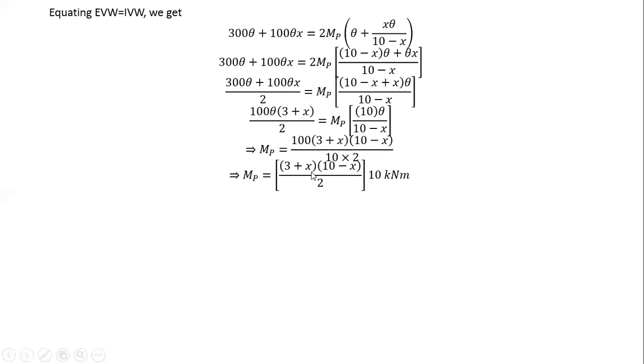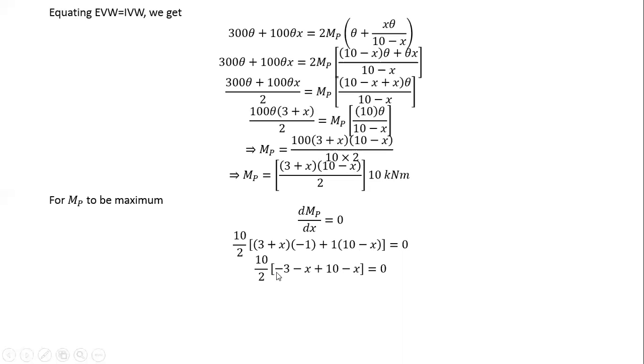Now in this expression I have to find out the value of x, that is, at what location the hinge will form from the joint. So for MP to be maximum I have to differentiate, dMP by dx equal to 0. So this is 10 by 2 here. Now differentiate by parts. So this is 3 plus x as it is. When you differentiate this one, this becomes minus 1. Plus again, next you take this one inside and differentiate it with respect to x. So this is only plus 1, equal to 0.